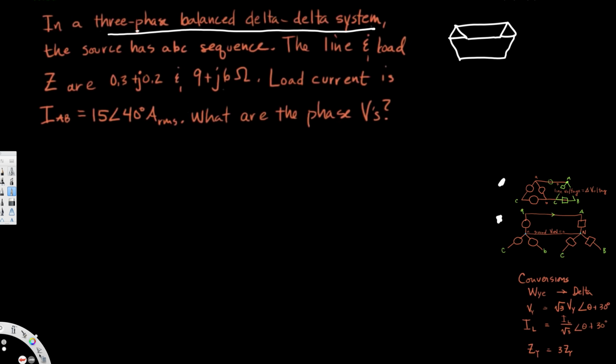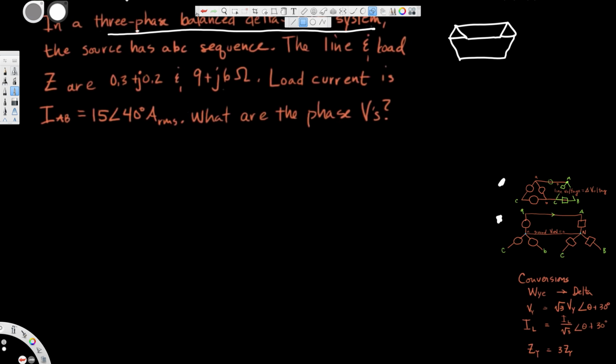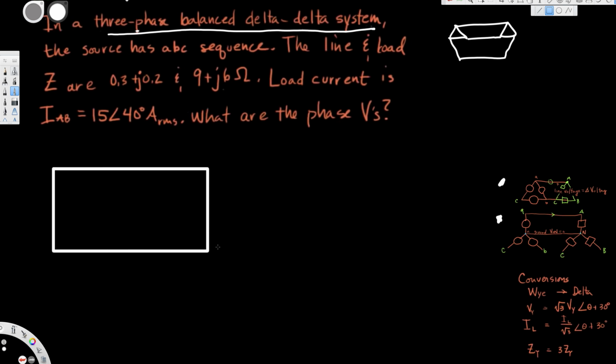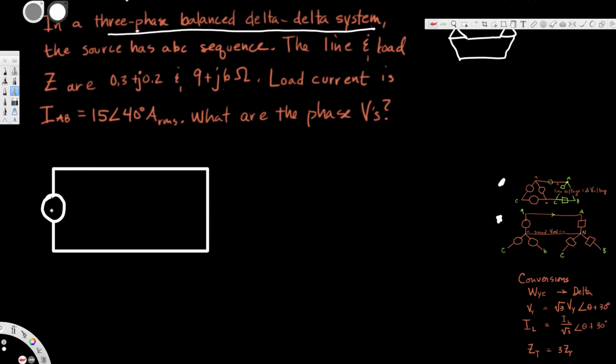Okay, let's draw the circuit. Let's say this is a Y circuit, and we have the voltage source. We have to find the voltage, that's the question. Also we have the impedances provided: the line impedance and the load impedance. When we convert line impedance from delta to Y, it doesn't change, so we can copy the same thing. In our case, Z line is 0.3 + j0.2.